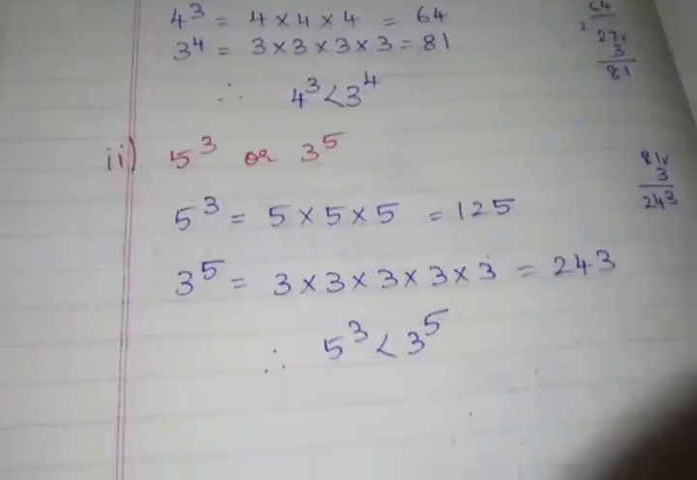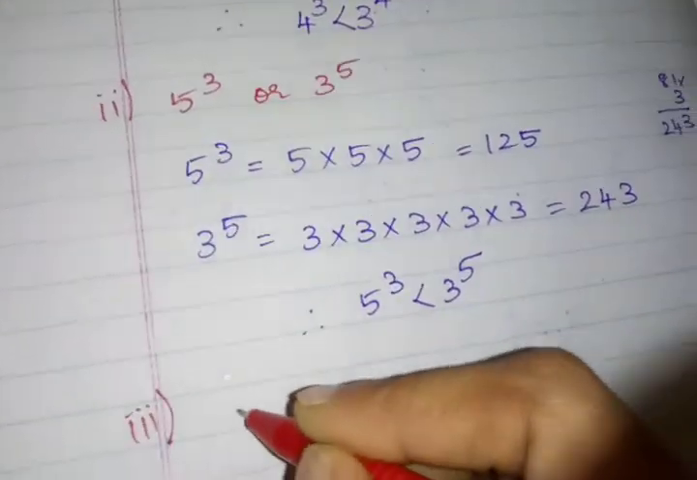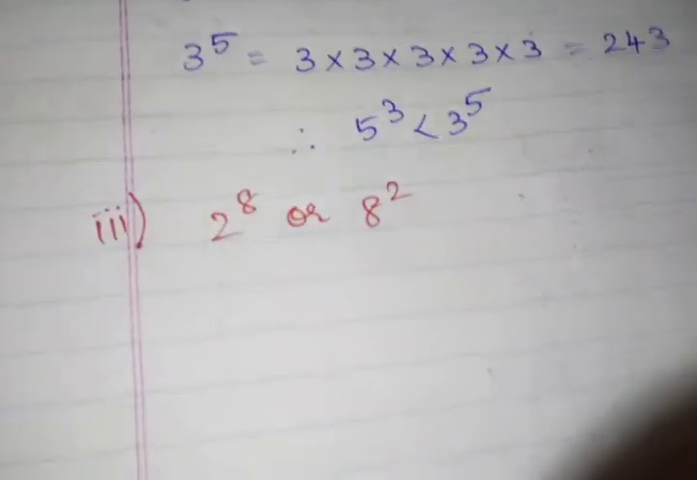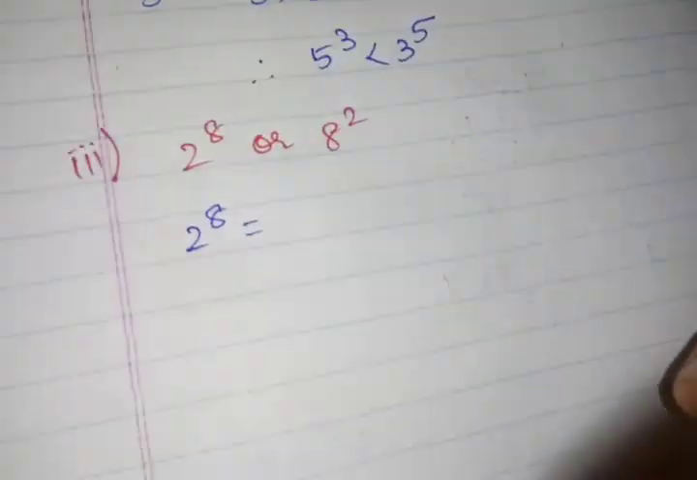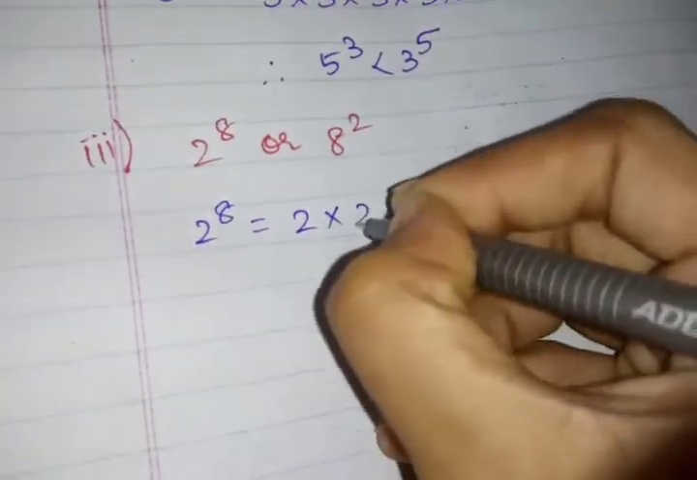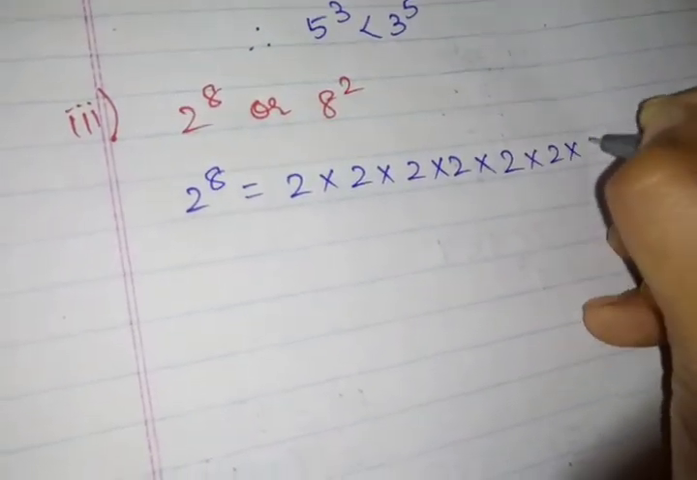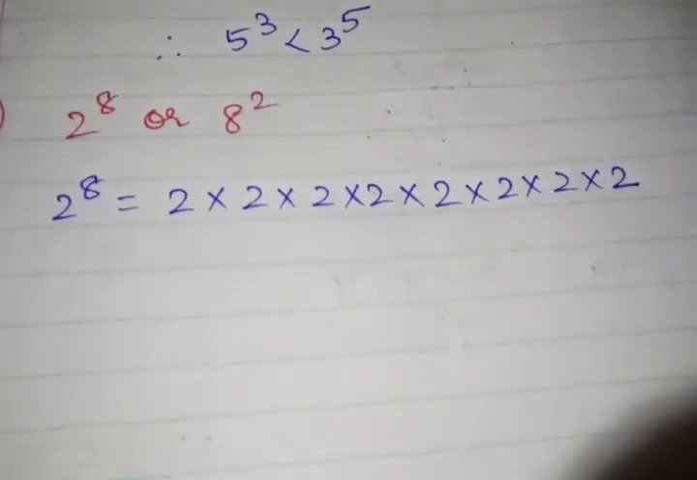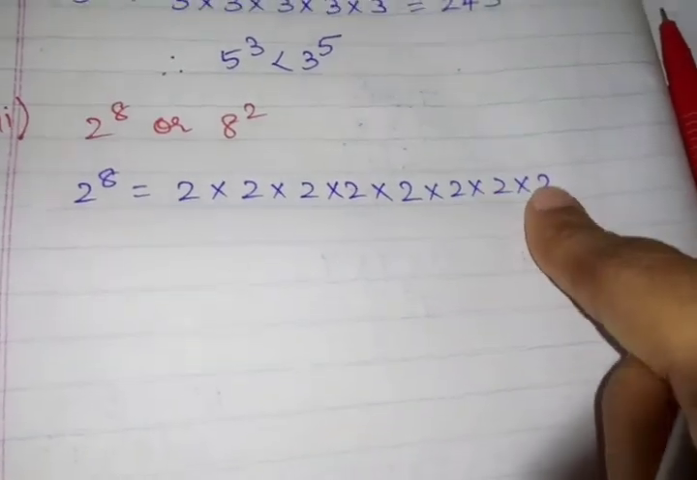Next, what is your third problem? 2 power 8 or 8 square. How will you write this 2 power 8? 2 power 8 will be written as 2 into 2 into 2 into 2 into 2 into 2 into 2 into 2, which means I am multiplying 2 eight times. 1, 2, 3, 4, 5, 6, 7, 8.